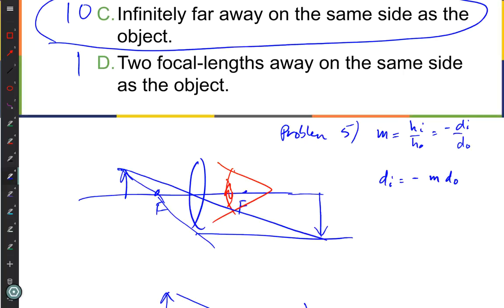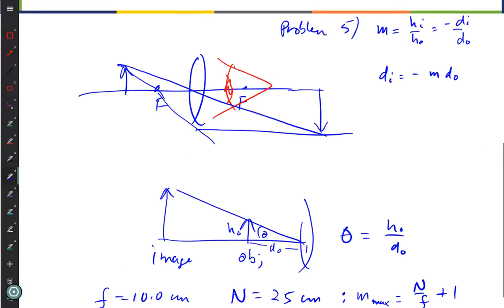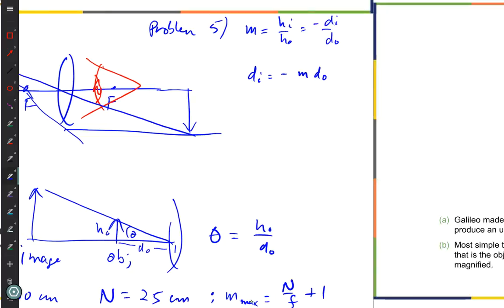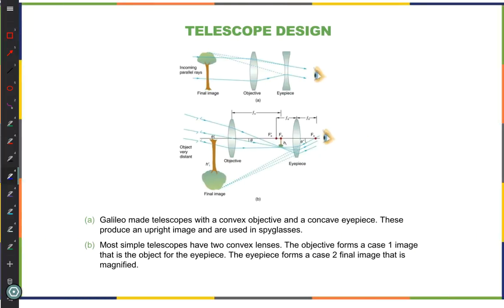So for part A, you're finding distance image. Or no, maybe you're finding the distance object for part A. For part B, you need to find the distance image for the objective, and then you need to find the distance object for the eyepiece, and you add them together to get the total length of the microscope. Since the microscope has 2 lenses, the separation between them is distance image for the objective plus distance object for the eyepiece. Okay, that's covered. Let's go to telescopes.